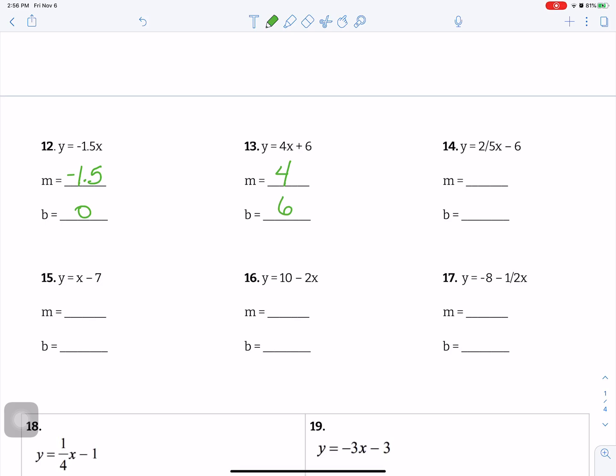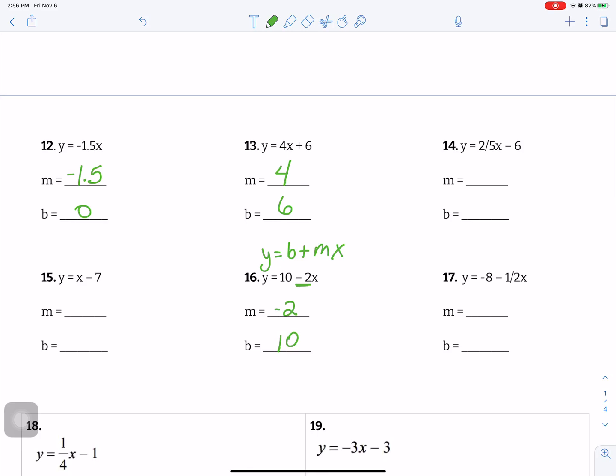Let's look at 16. This is in this form, y equals b plus mx. And I know that because 10 doesn't have the x to it. So 10 is my y-intercept. And that means that my slope is going to be that -2. So make sure that you're pulling that whole piece out.